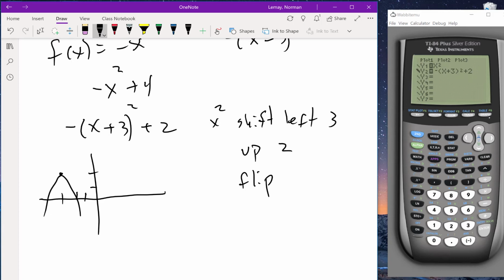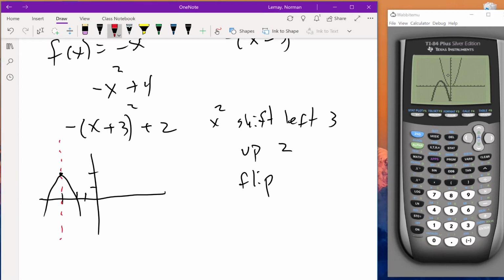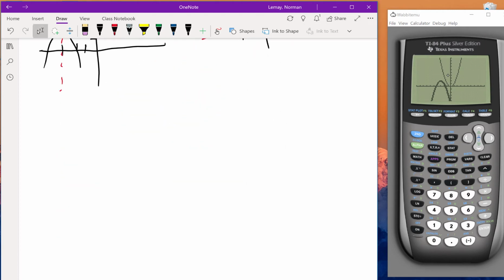So let's verify. Graph. So there's x squared, and there it is. Shift to the left 3, shift up 2, and there it is. Again, notice that we have our line of symmetry right here. The vertex is just what we said, negative 3, comma 2, and our line of symmetry is x equals negative 3. All right, so now we just want to take a look at one more thing, and then we'll take a look at how to do this in MyMathLab.